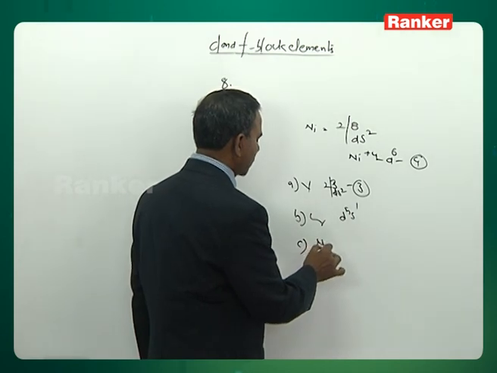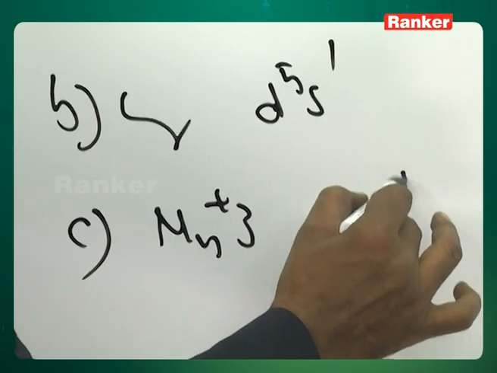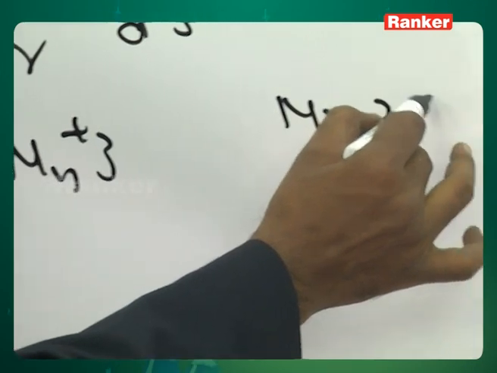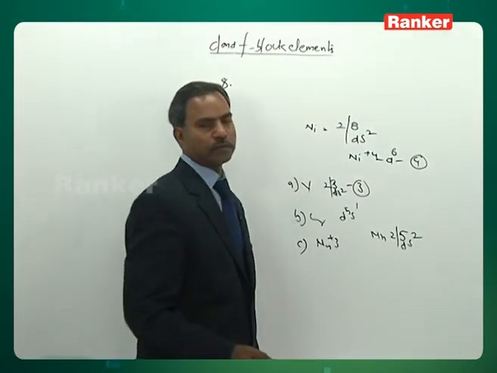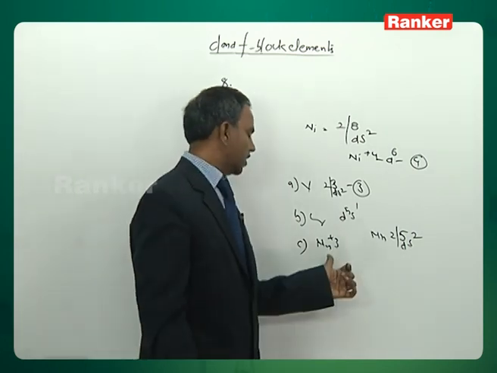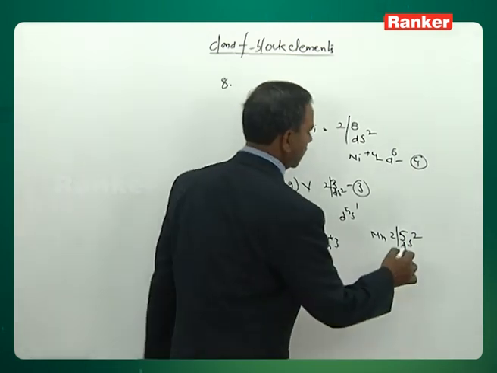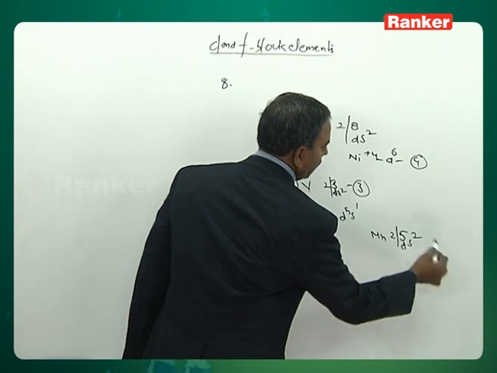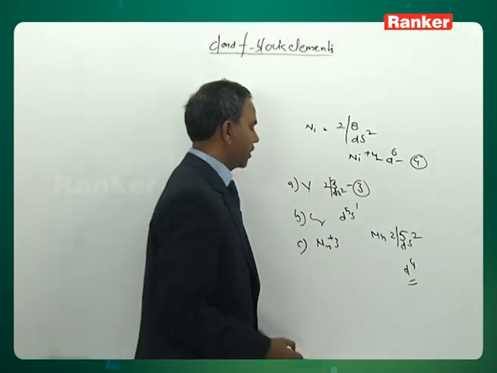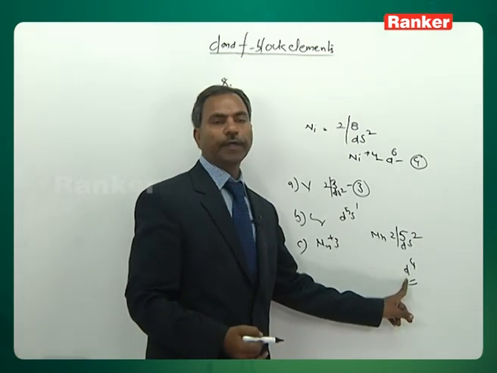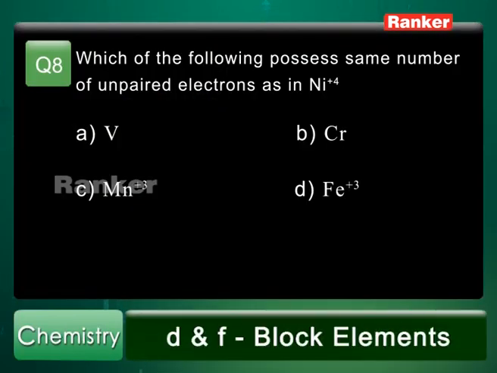Coming to option C, Mn+3. Mn is 25, which means d5s2. How many electrons are lost? Mn+3, 3 electrons lost: 2 electrons from s, 1 electron from d. So the remaining configuration of Mn+3 is d4. Then option C is the correct answer here.